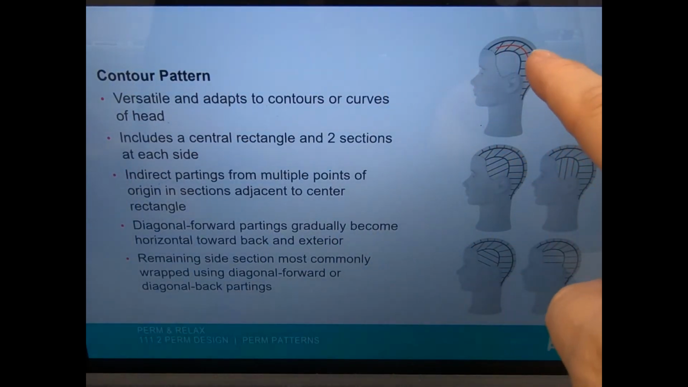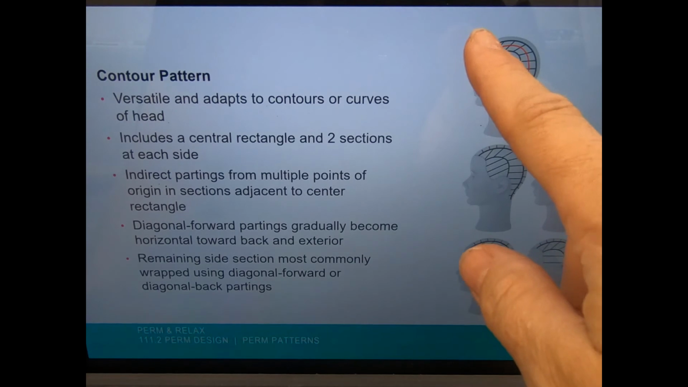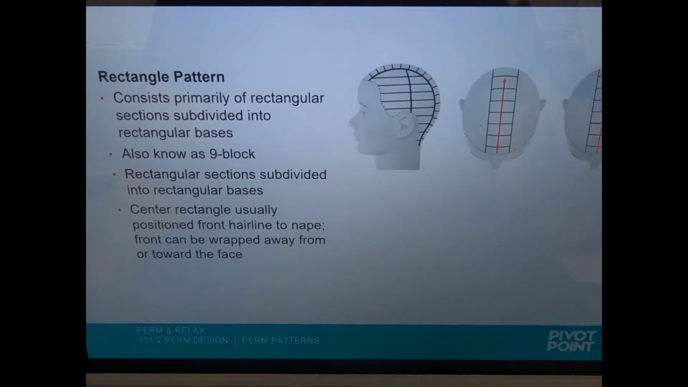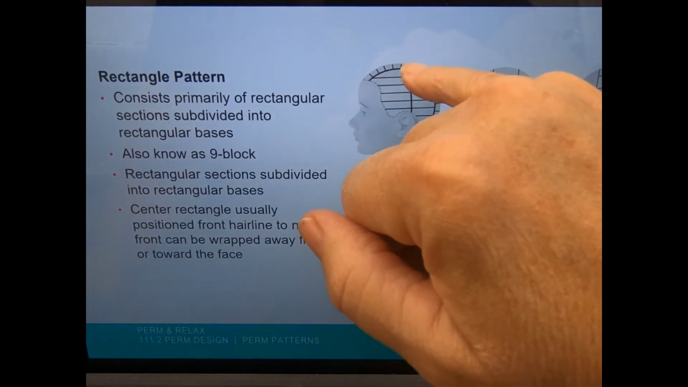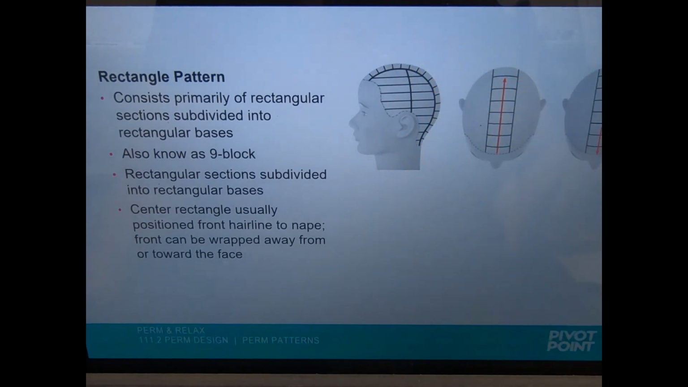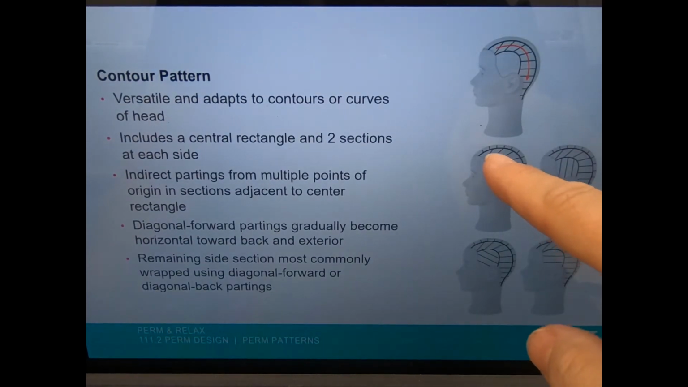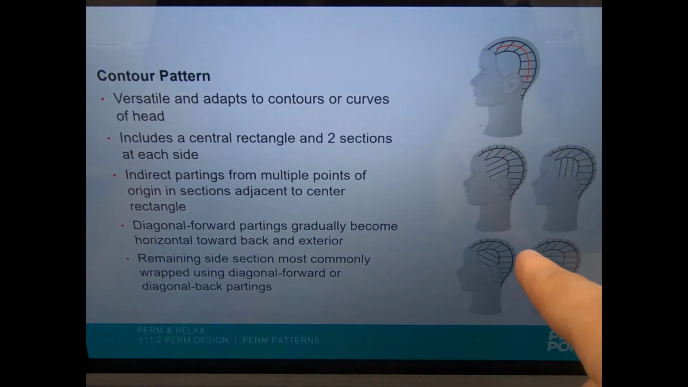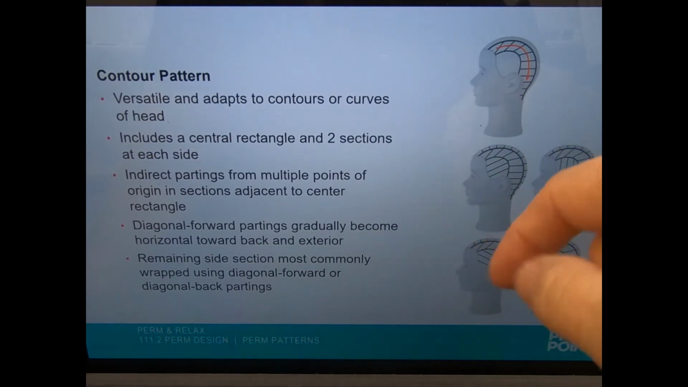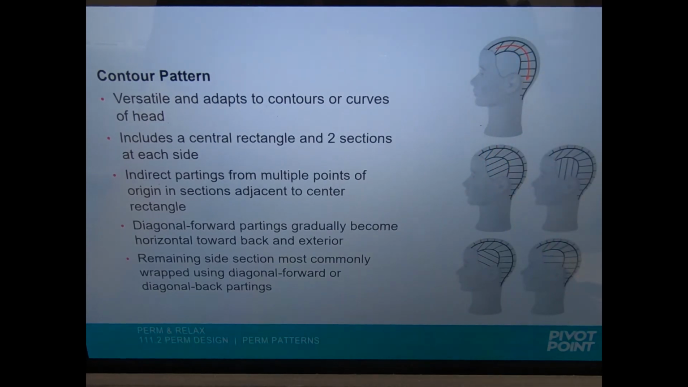And eventually you would get around that curve, and then you would just wrap it in rectangular sections. Okay? So there's a lot of V shapes, whereas on this one, this is the only place where we generally have the V-shaped partings, is in this area right here. What do you do with the side? Well, they say, generally speaking, you do a diagonal forward, so you would wrap them this way, or a diagonal back this way. You could candlestick them or wrap them straight down.